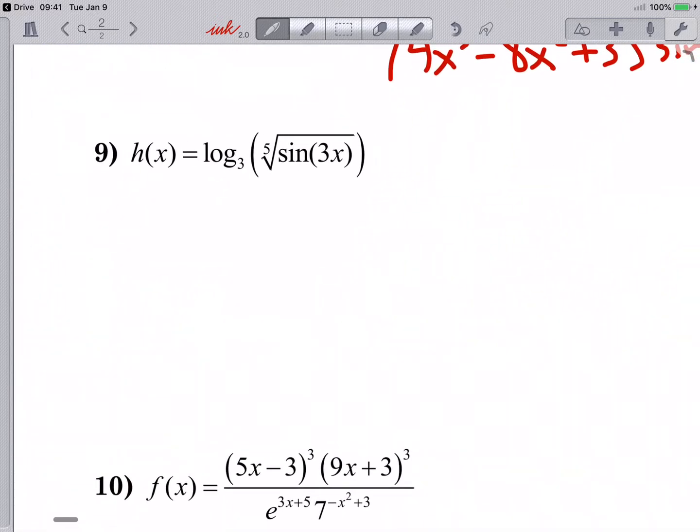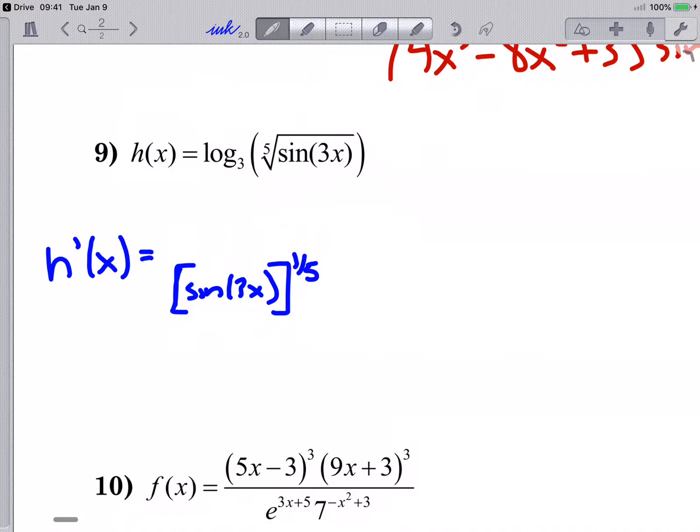Alright, another messy one. So, log base anything is essentially the same as natural log. I am going to write the inside on the bottom. So I've got the 5th root of sine of 3x on bottom. But I'm going to write that as sine of 3x to the 1/5. Or I could write sine 1/5 of 3x. I don't know if that's commonly written or not. So that goes on the bottom, and I need to multiply by the derivative on top.